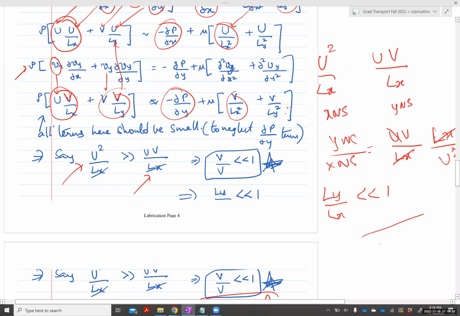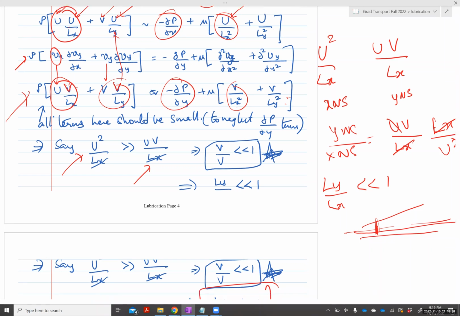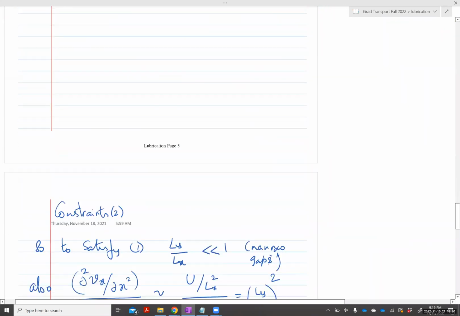If you have, say, very narrow channels, all this is saying is the pressure variation in the y direction is negligible compared to the pressure variation in the x direction. So the geometric constraint, when I say Ly over Lx is much less than 1, takes care of showing that the terms in the y Navier-Stokes are much smaller compared to the terms in the x Navier-Stokes. Okay, now let's go on to the x Navier-Stokes.